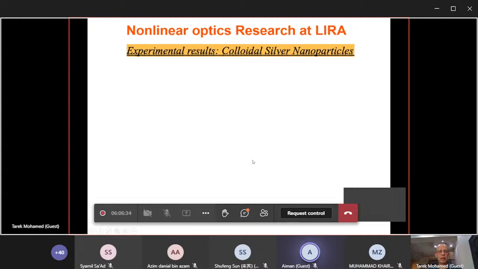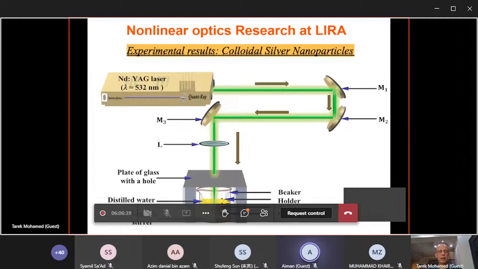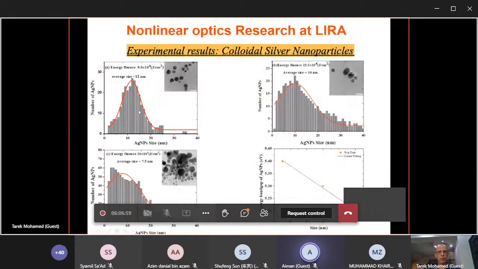We also studied colloidal silver nanoparticles. We made them using laser ablation of nanoparticles in liquid, and we took samples from this liquid. We characterized them by size and shape, and then took the samples to investigate nonlinear optical properties. First we did TEM to know the size. We have different samples, one with an average size of 12 nanometers, and another of 7.5 nanometers.